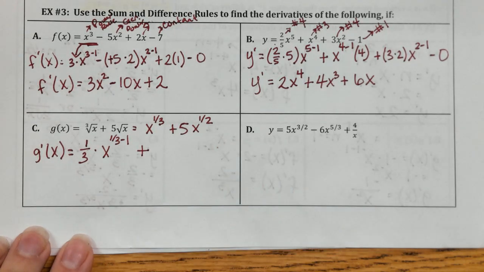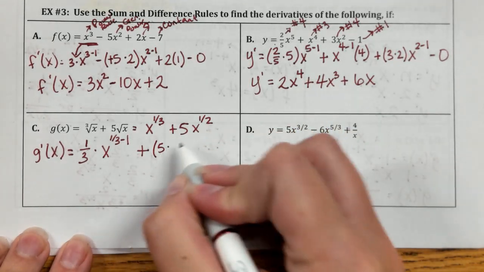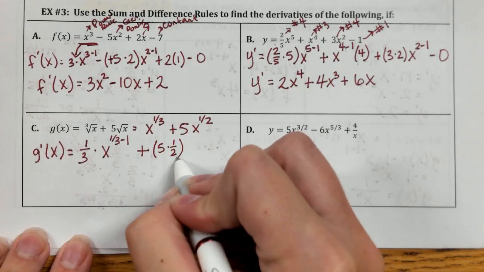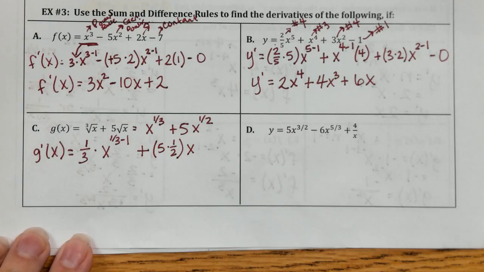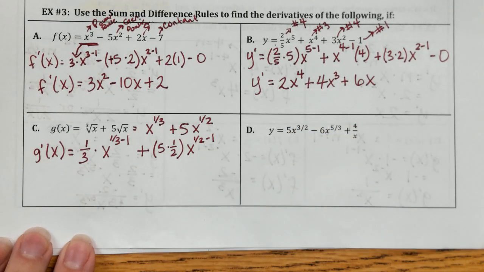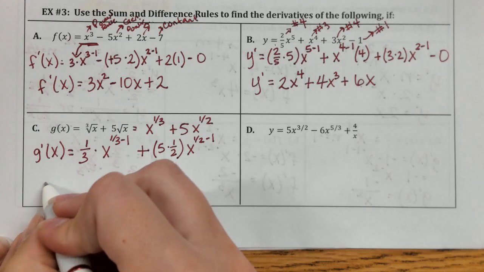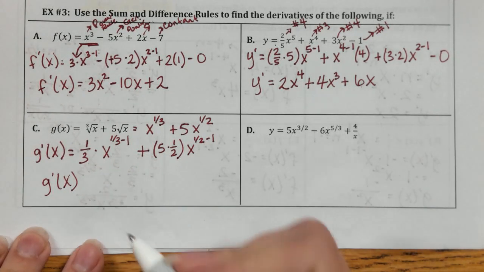Plus, on this next one, we're going to be doing the general power rule. So I have a times n, so 5 times 1/2, times x, and this is going to be to the 1/2 minus 1 power. We're going to make some ugly fractions. Not as ugly as yesterday, though.